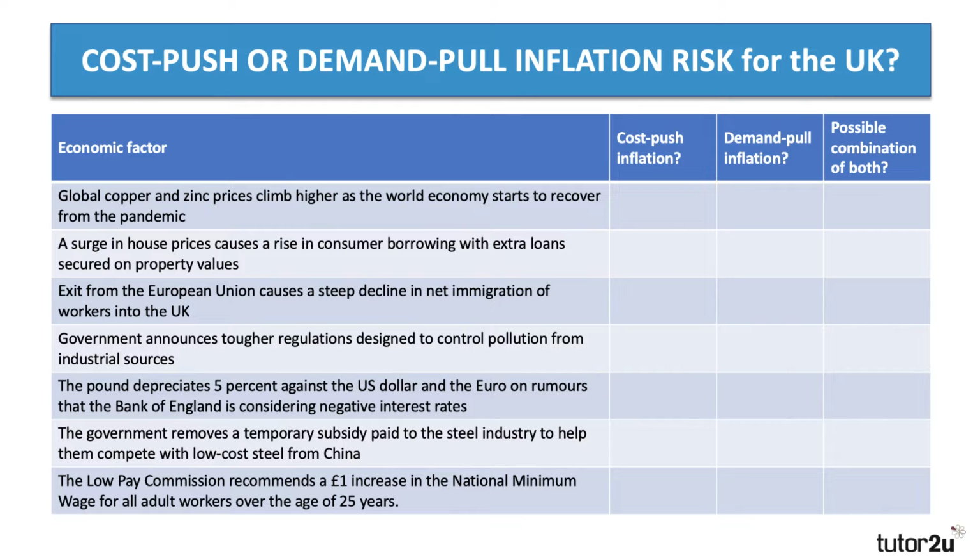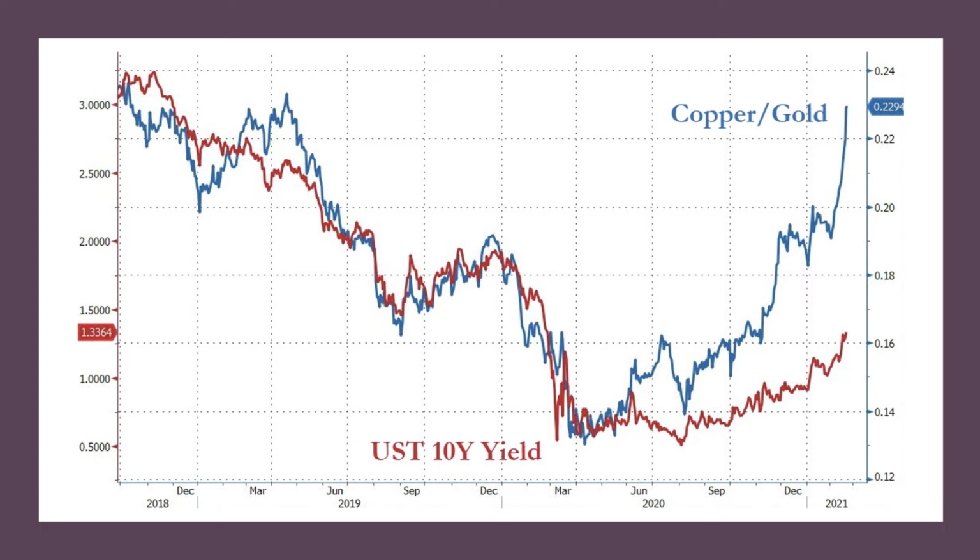Global copper and zinc prices climb higher as the world economy starts to recover from the pandemic. What type of inflation do you think that is most likely to be? I would argue that it's probably going to be cost push inflation. For the UK, we don't produce copper and zinc in any significant quantities, and if the world price goes up, it's going to cost us. Businesses that use copper wiring, for example, and zinc will have to pay higher prices.